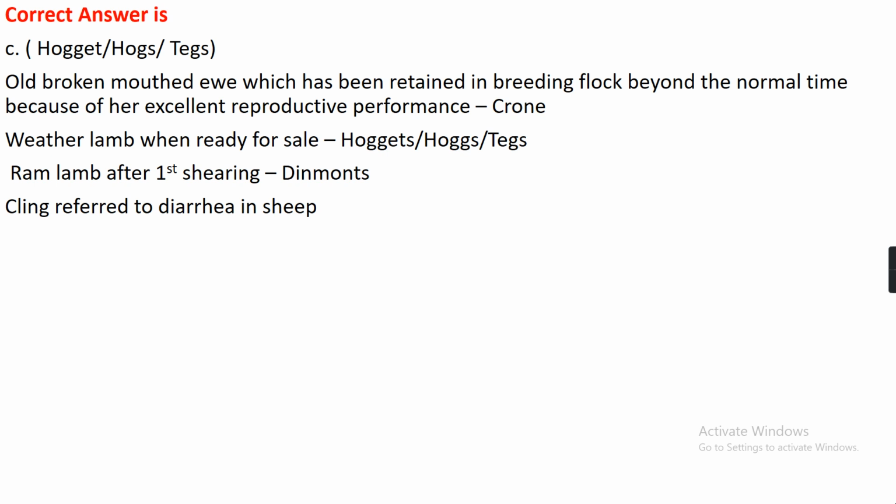Crone is a term given to an old broken mouthed ewe which has been retained in a breeding flock beyond her normal time because of her excellent reproductive performance. Hogget, hogs and tag is a term given to a wether lamb which is ready for sale, while dinmont is a term given to a ram lamb after their first shearing. Okay, and cling refers to diarrhea in sheep. If there is diarrhea in a sheep, that condition is referred to as cling.